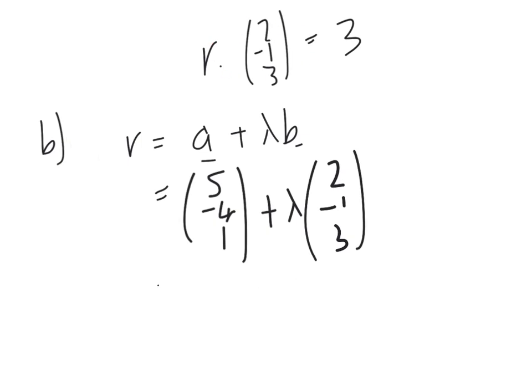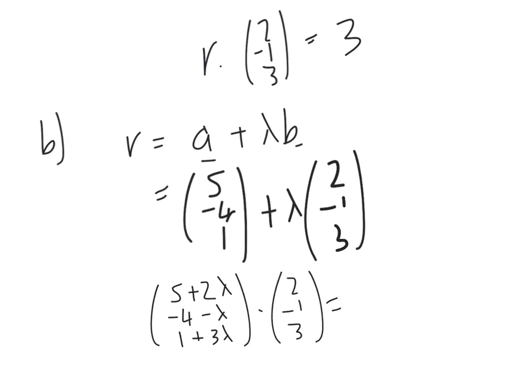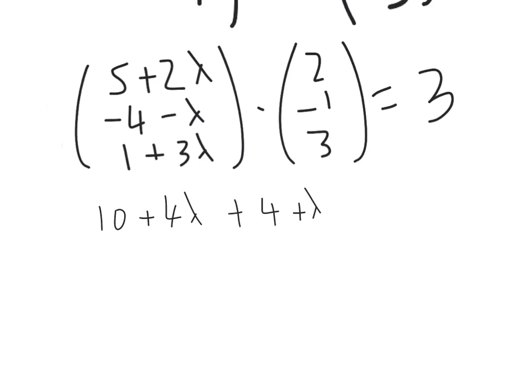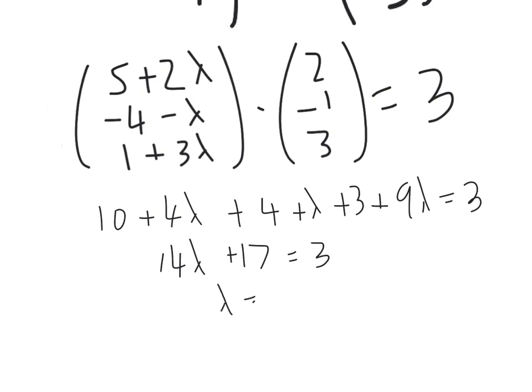So the r, I'm going to write that as 5 plus 2 lambda, minus 4 minus lambda, 1 plus 3 lambda. If I dot that with 2, minus 1, 3, if the point E is on the plane, it should equal 3. If we solve that, we would get 10 plus 4 lambda plus 4 plus lambda plus 3 plus 9 lambda equals 3. And that means we've got 14 lambda plus 17 equals 3. So lambda equals minus 1.